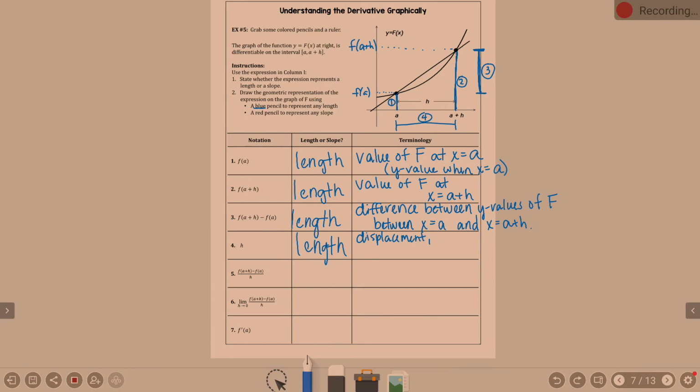So displacement, distance on x-axis between A and A plus H.